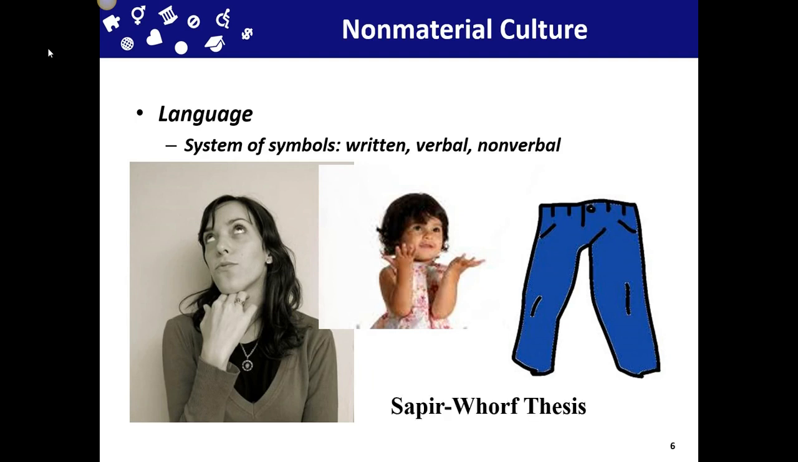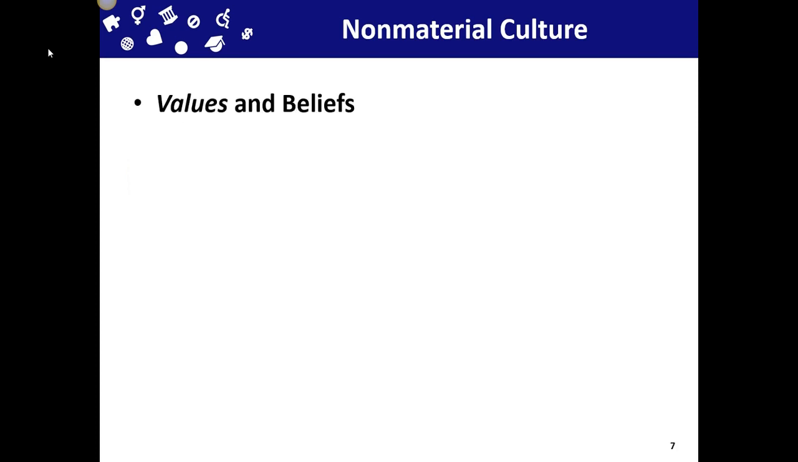Now, as your book talks about, the Sapir-Whorf thesis, or the linguistic relativity theory, discusses how important language is, and how language contributes to better understanding and also the maintenance of culture and identity. So language is something very powerful when it comes to culture, and I'll talk about that at the end of this presentation as well.